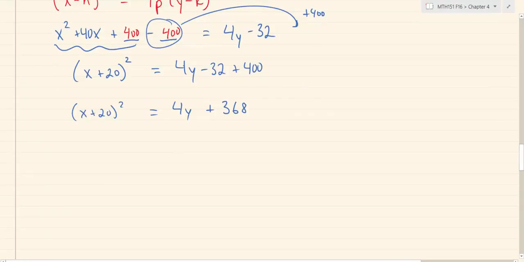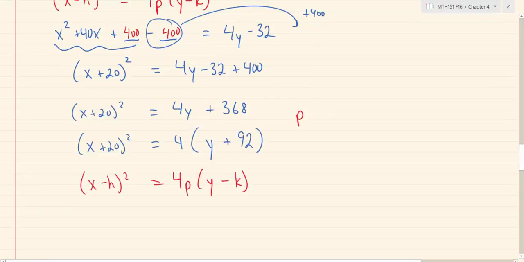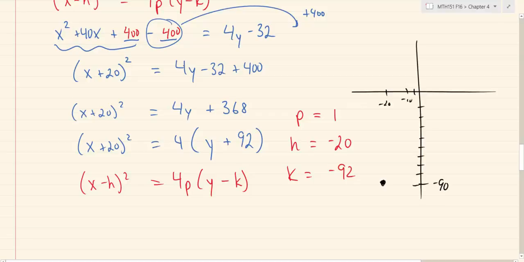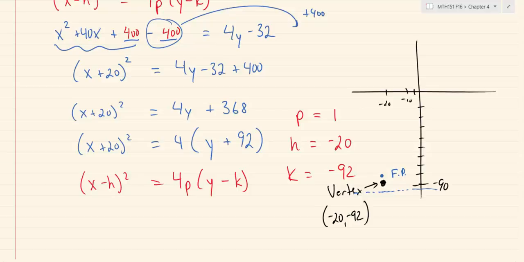Let's finish this up. What is p equal to? 1. What is h equal to? What's k equal to? Could you sketch this? Our vertex has coordinates -20, -92. From there, you go 1 unit up, and that is your focal point, not drawn to scale. And you go 1 unit down, and that is your directrix. Could you figure out what those coordinates are? Sure, mathematically, you could say, oh, well, I've got a -92. I need to add 1 to that.